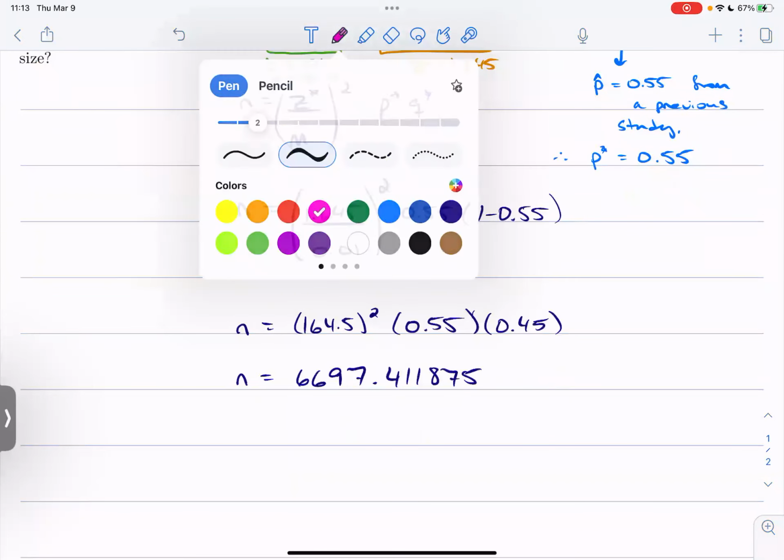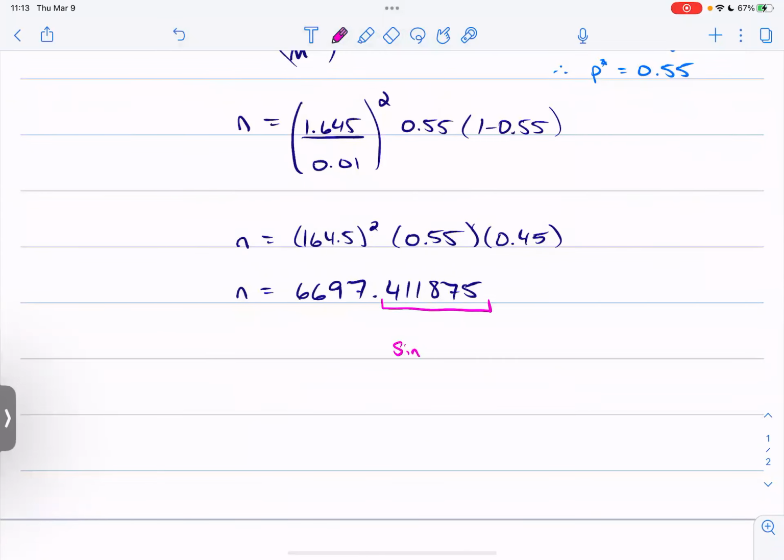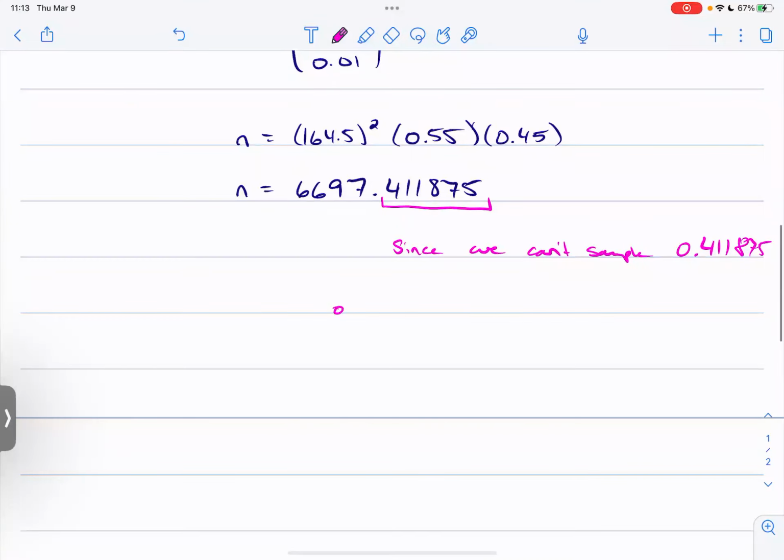Okay. So here, what I'm going to say is, since we can't sample 0.411875 of a person, or an opinion, I guess, we must round up.